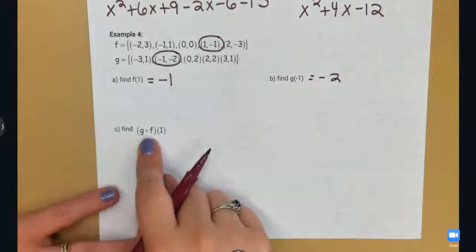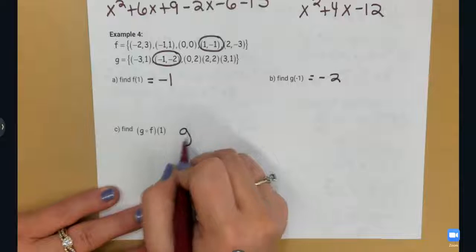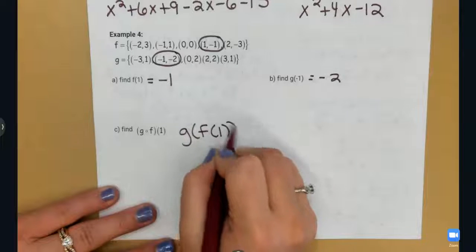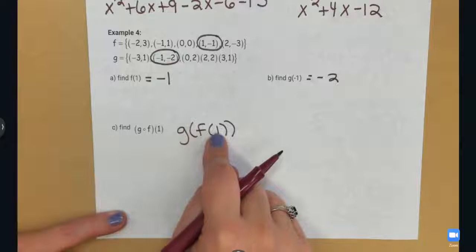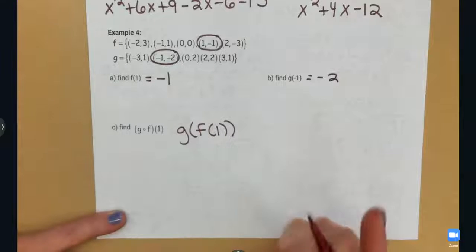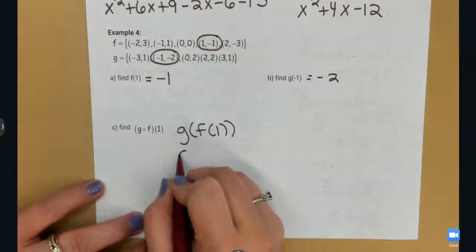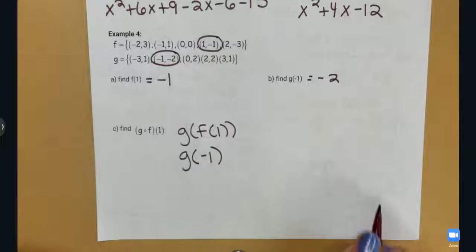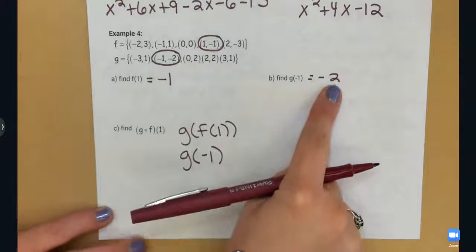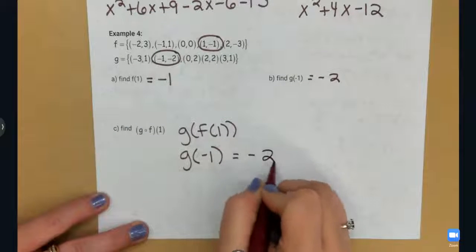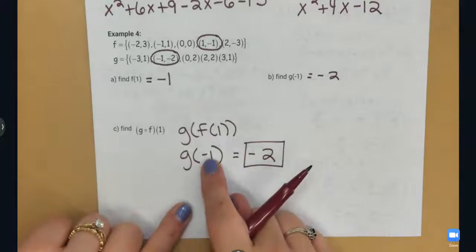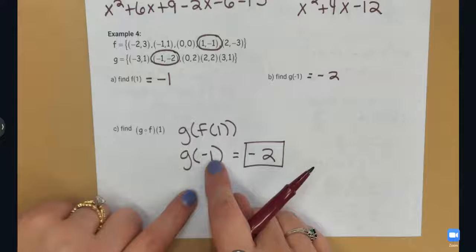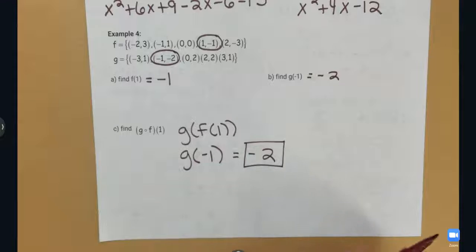So then on C, when it's saying find g of f of 1, I find it's easiest to rewrite it in this notation and work from the inside out. What is f of 1? Well, we just found that in part A, and that's negative 1. So now I'm going to be finding g of negative 1. Well, g of negative 1 is negative 2. We found that on part B, and so this is my final answer. So you're working from the inside out. First, you're finding f of 1, which is negative 1, which means you're now evaluating g at negative 1.